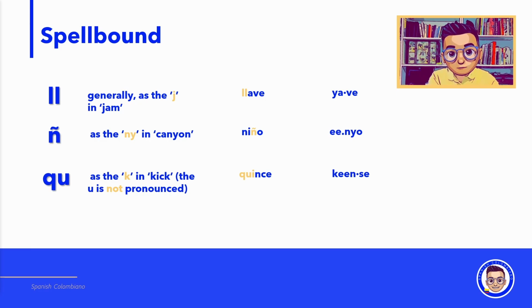The next letter is zeta in Spanish. We just pronounce that letter as you pronounce S in "soup." An example is the word zorro. Zorro starts with Z, with zeta, and it's pronounced zorro.